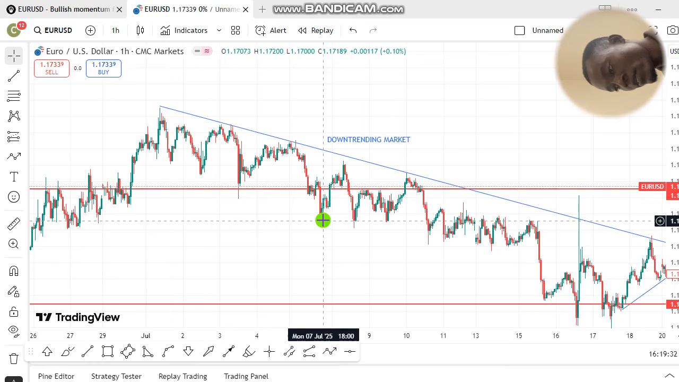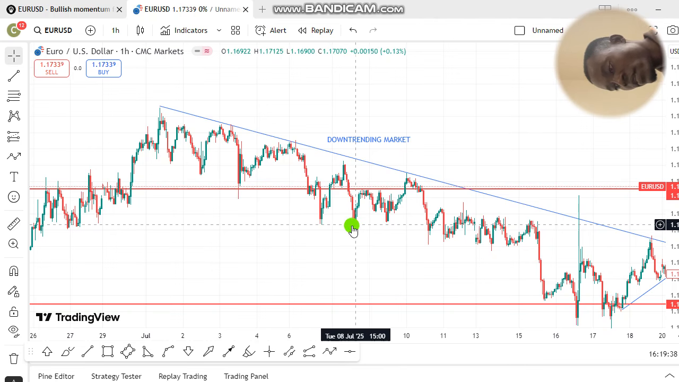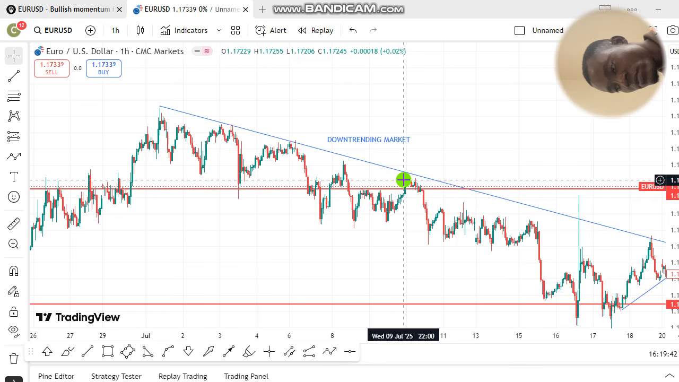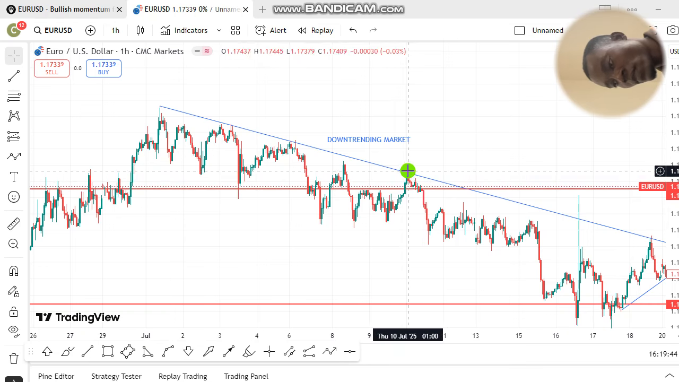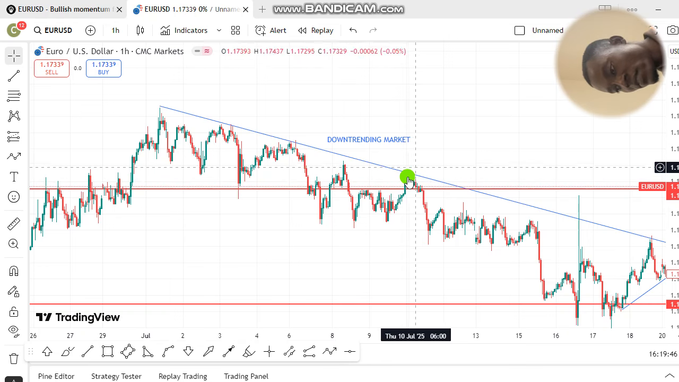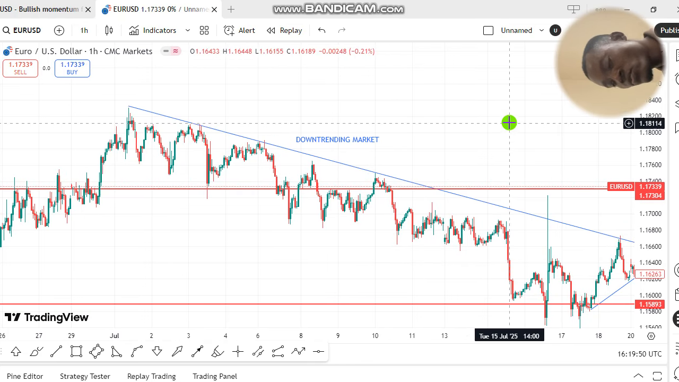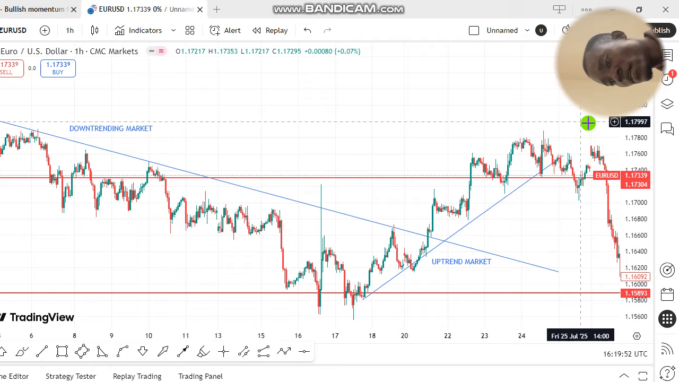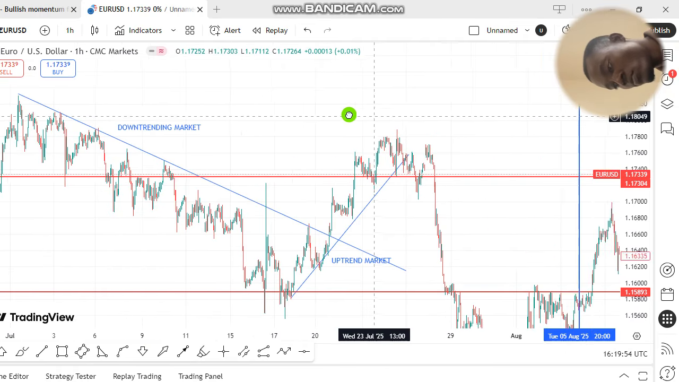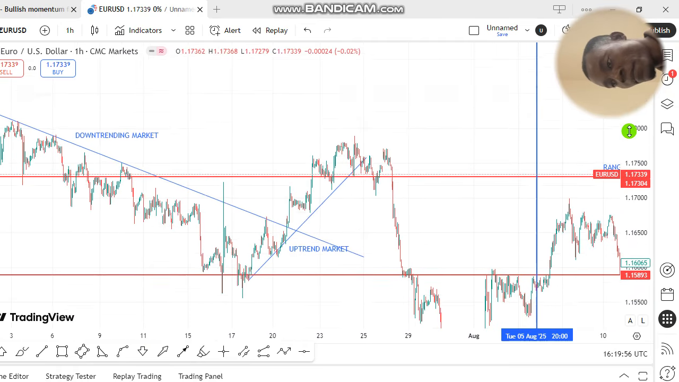Your target should be the recent support area on the market. Then you wait again after taking your profit. You wait again for the market to retest the trend line. If the market is rejected at the trend line, then you look for a sell entry again. So guys, this is how we use the trend line to trade a trending market.